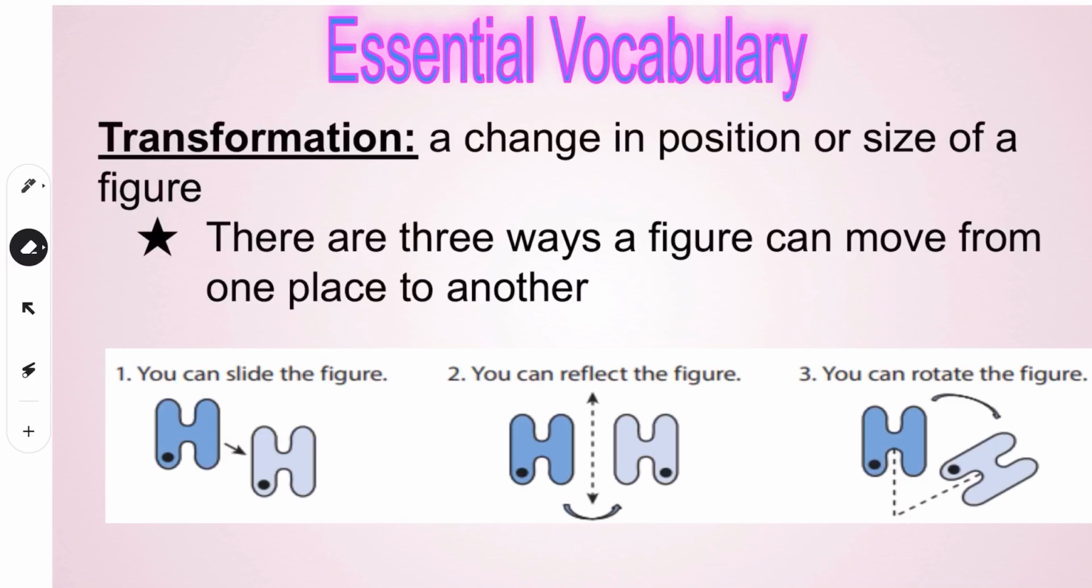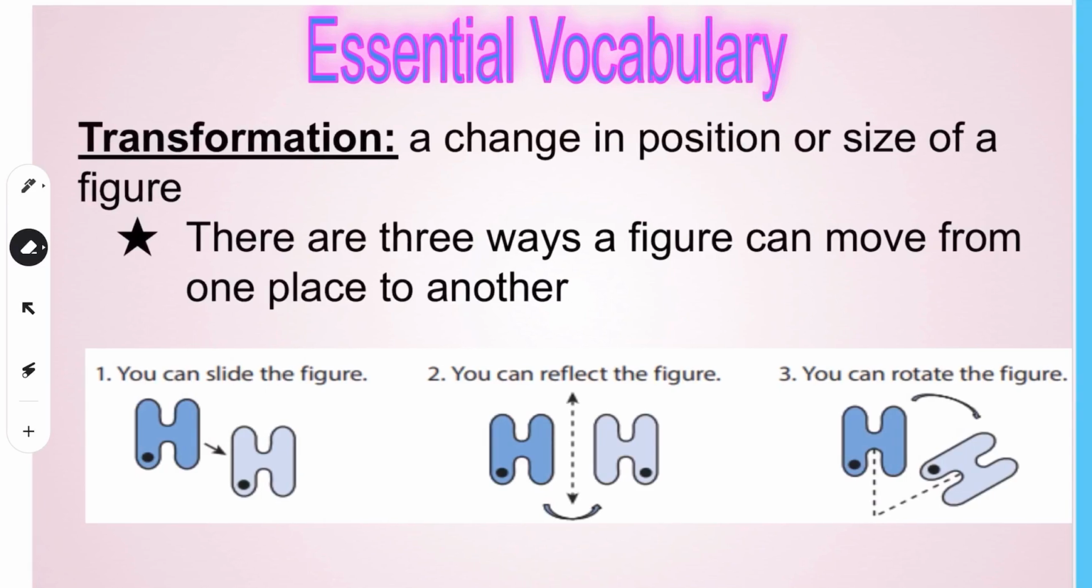we knew. One, you can slide a figure. You can slide a figure throughout the coordinate plane, left, right, up, or down. Two, you can reflect the figure, meaning you can flip it over. And three, you can rotate the figure, meaning you can turn a figure. These are three types of transformations.